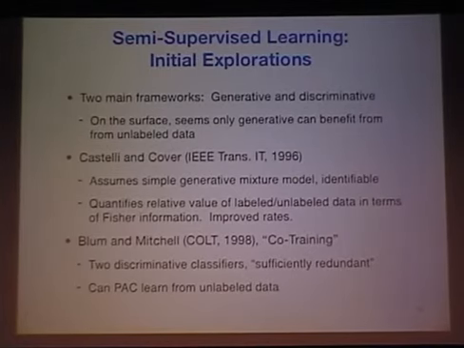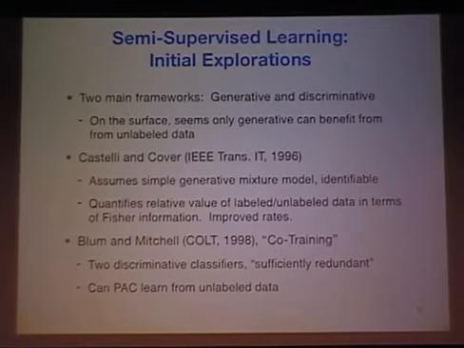There were two early results, one for each of these paradigms. There's a result by Castelli and Cover in '96 on a simple toy parametric mixture model, an identifiable mixture model, where they analyzed it and showed you could use unlabeled data to learn the mixture model faster. And then there was a paper by Blum and Mitchell on a discriminative framework called co-training, and there was a PAC analysis of this. These are some of the early papers that sparked interest in this area.